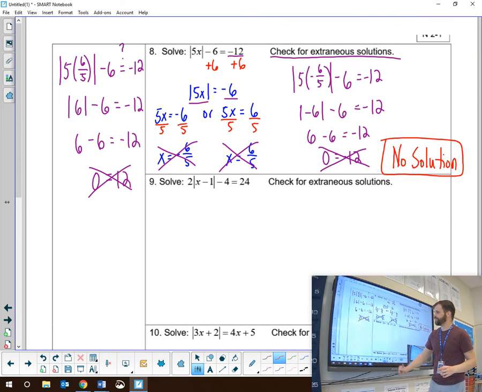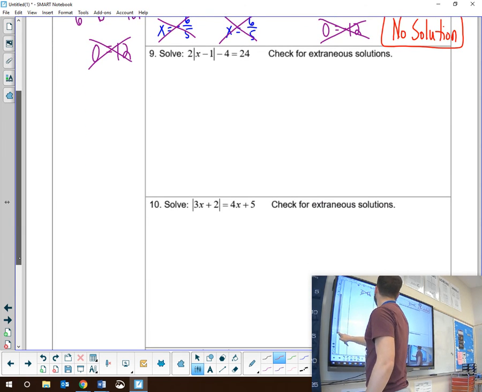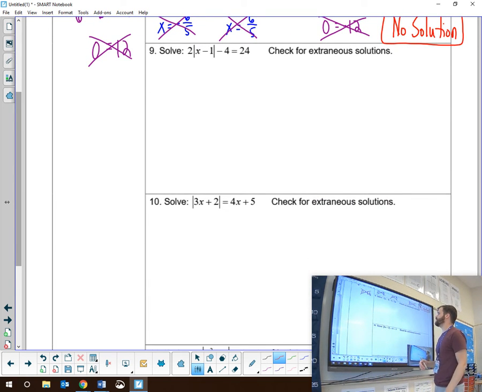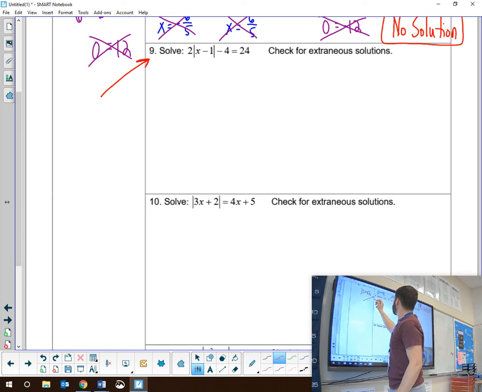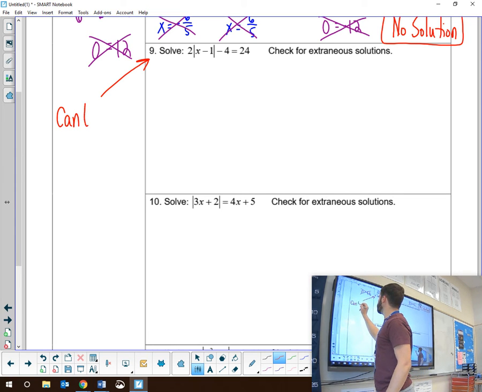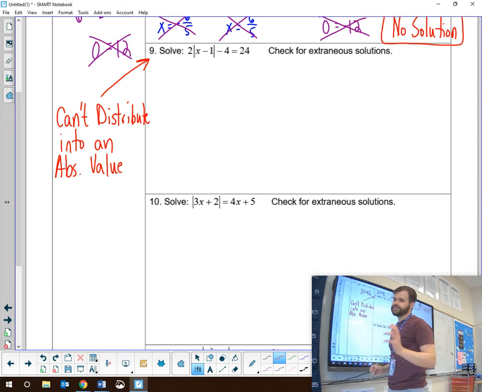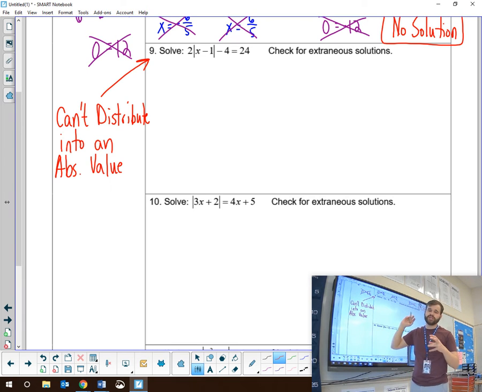Let's take a look here at number 9. We have 2 times the absolute value of x minus 1, minus 4, equals 24. Now something you've been taught: distribute. Just distribute this 2, right? Unfortunately, we cannot distribute into an absolute value. It does not work like a parentheses. Absolute value and parentheses are not the same thing. So we cannot distribute. We just solve for it.